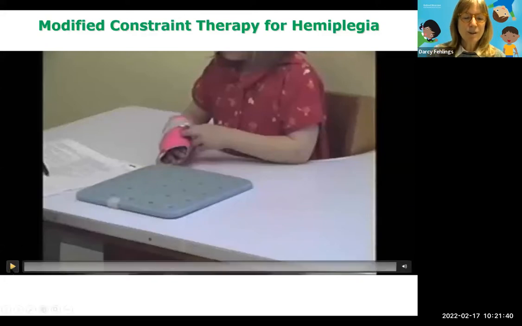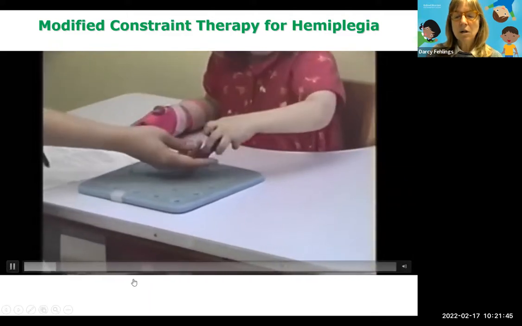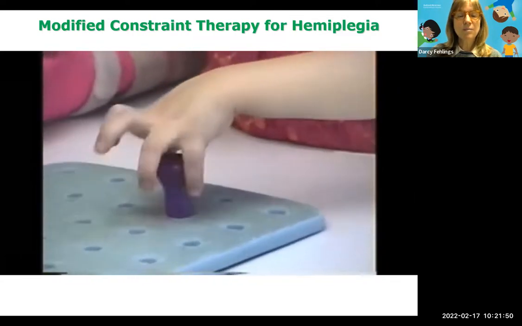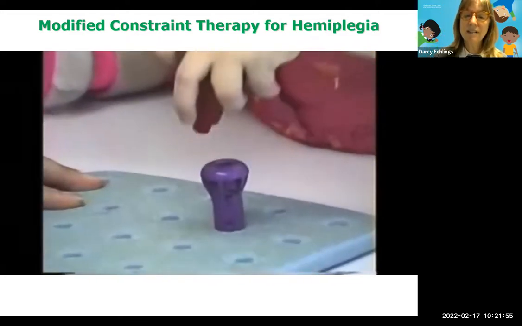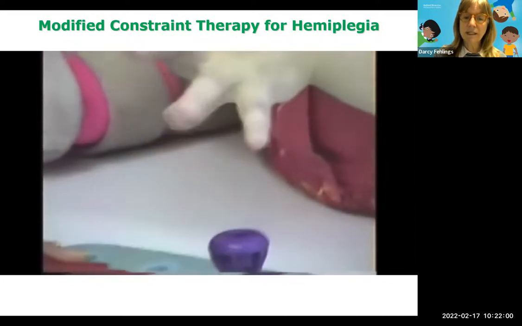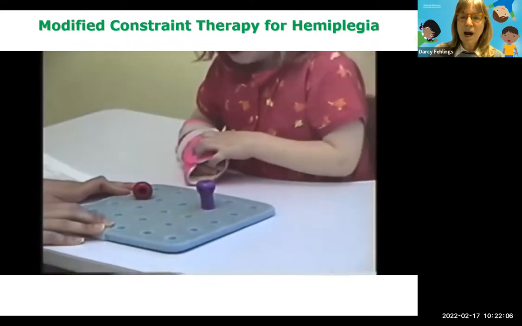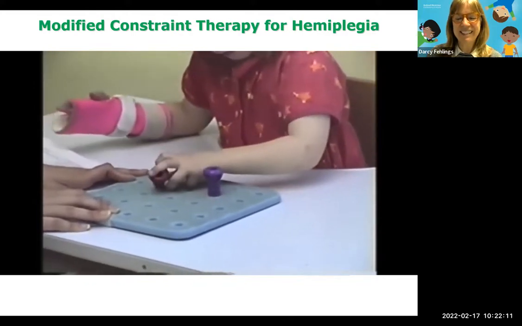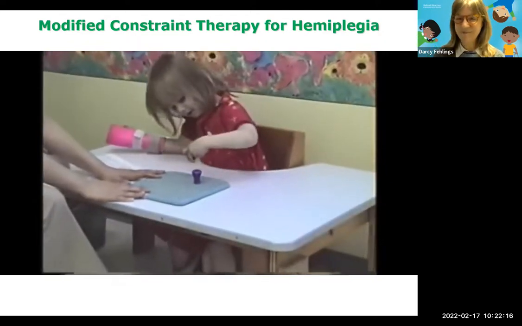So here's just a brief video of a child who's receiving constraint. So her non-hemiplegic hand is just in that removable splint. And then she's been encouraged to do play-based activities with her hemiplegic hand. And you can see that this is hard work for her, but it's play-based and provides an opportunity to remind her brain to use her hand and practice with her hand, and a motor skill that she is able to accomplish.